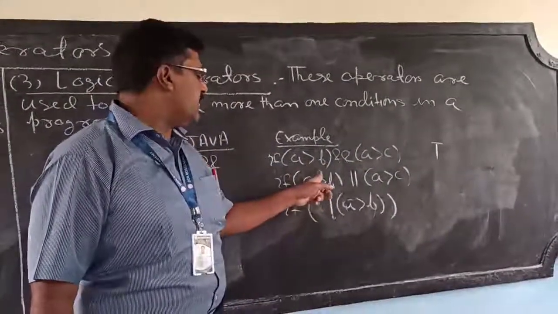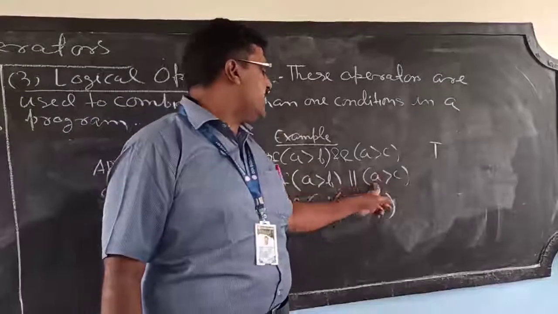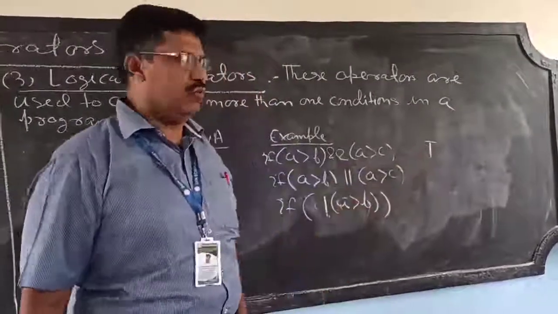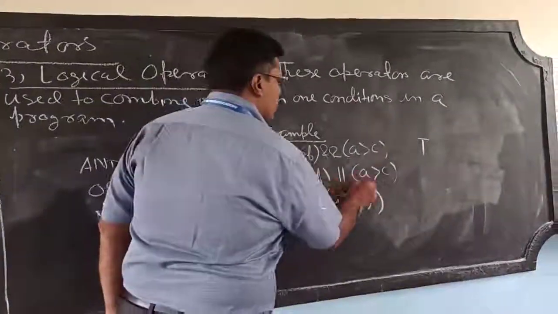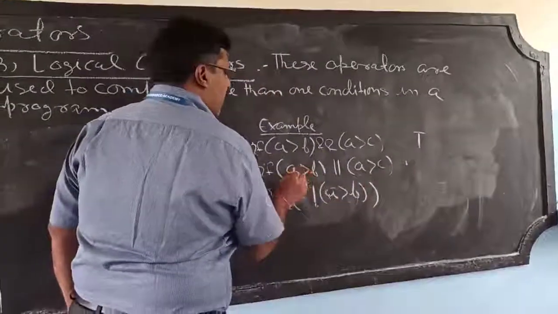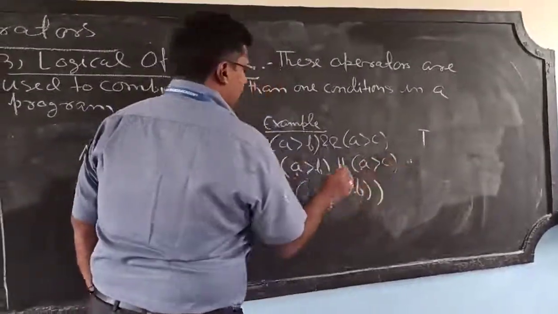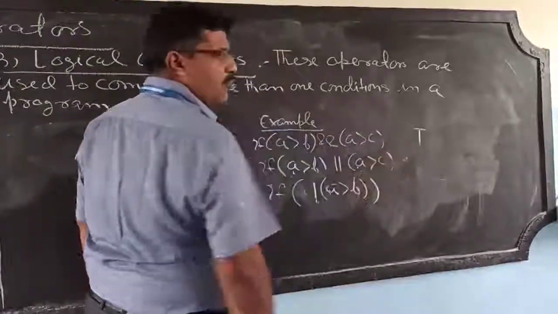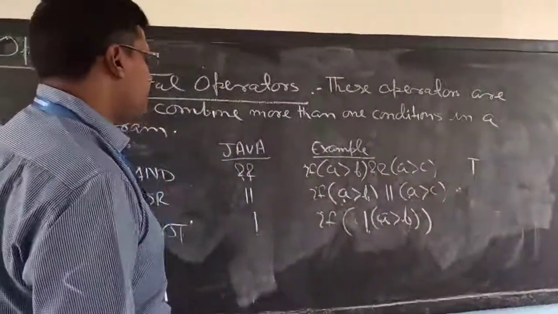If A is not greater than B, but A is greater than C, then the output will come true. Once again, if it is true, true, then true. True, false, then true. False, true, then true. And if both are false, then the output comes false.